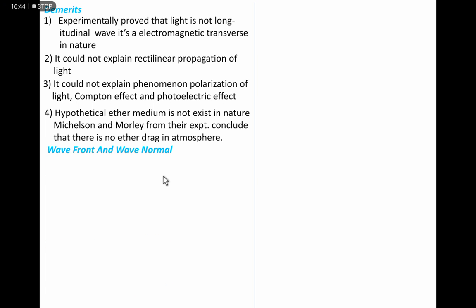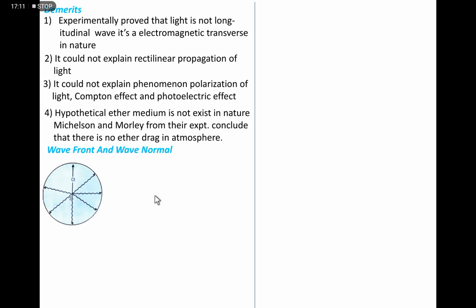Now the next part of this chapter is wavefront and wave normal. The questions on this part are: define wavefront, define wave normal, types of wavefront and types of wave normal. These things we are going to learn in this topic.